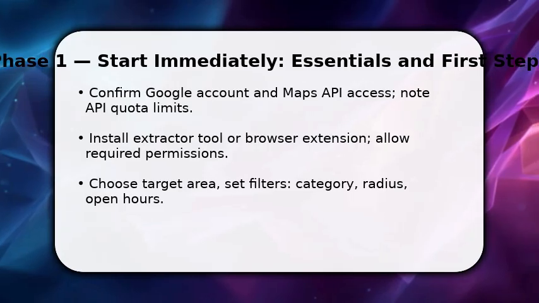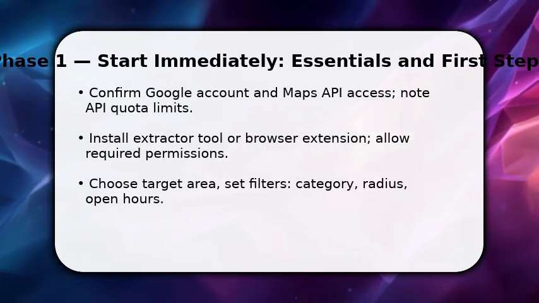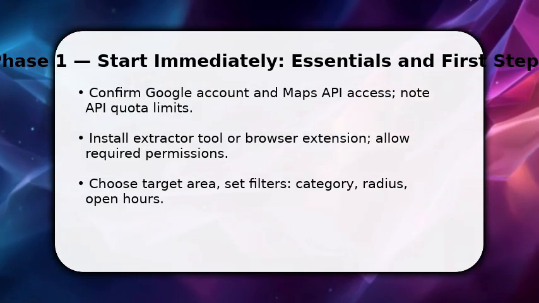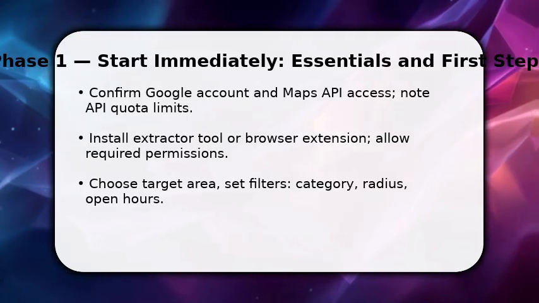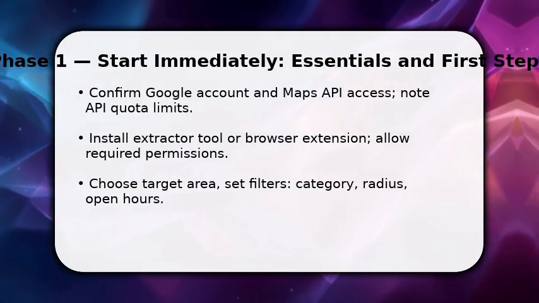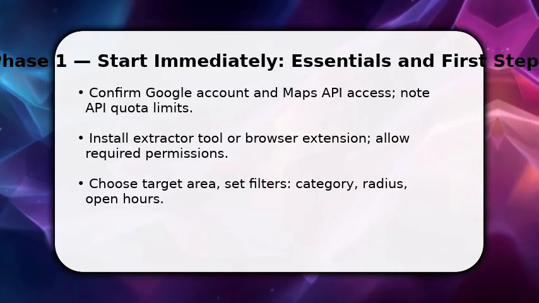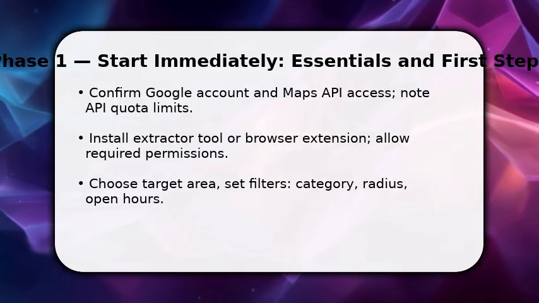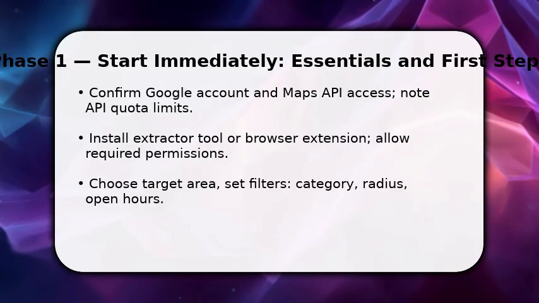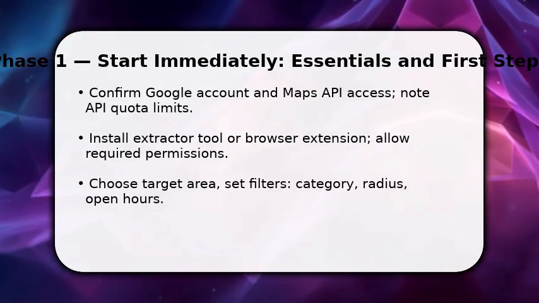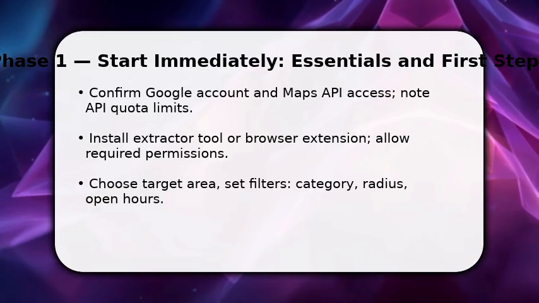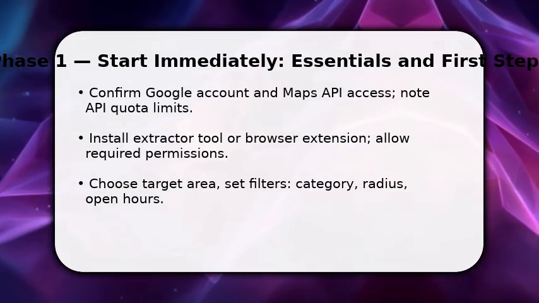You start by confirming prerequisites: your Google account, Maps API access, and the extractor installed and permitted. Once done, pick a target area and apply filters, category, radius, and open hours, because focused queries reduce noise and API usage. Next, configure output format and frequency so data is saved correctly.